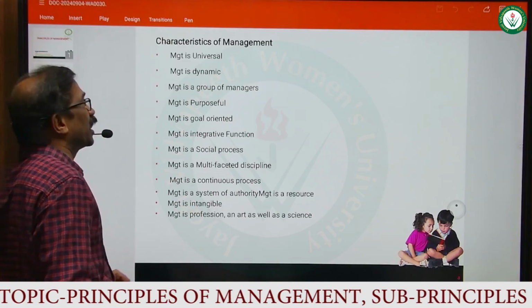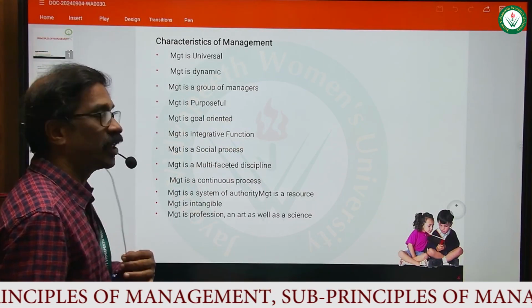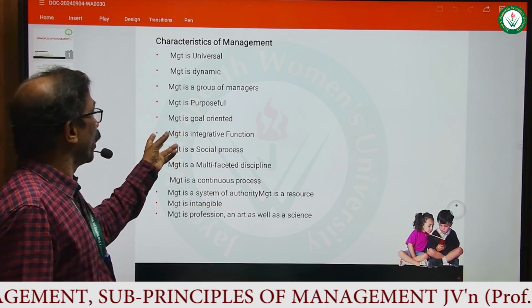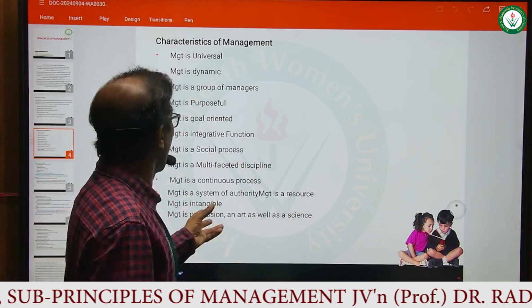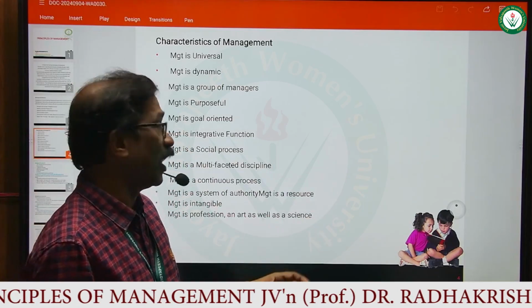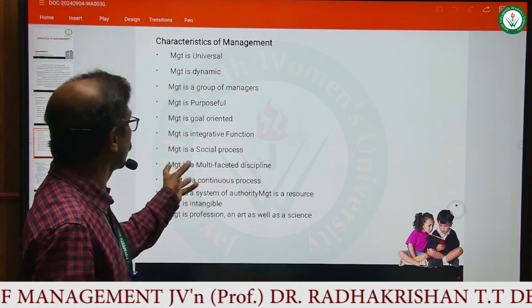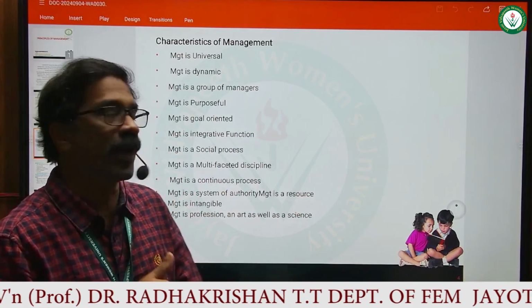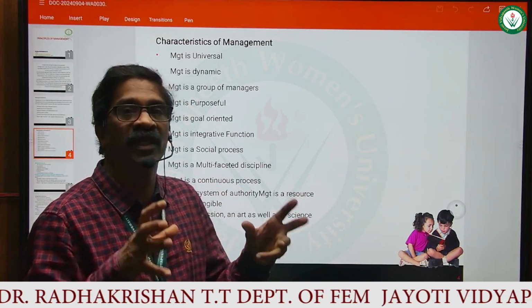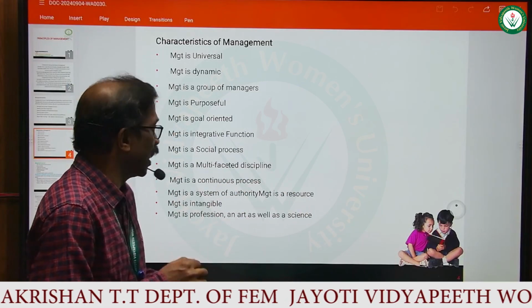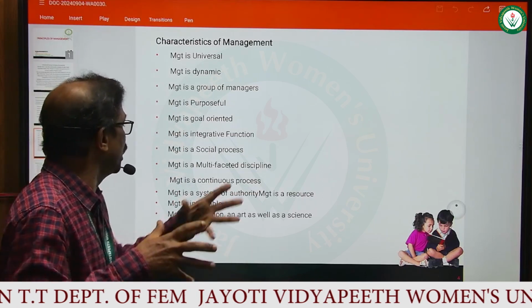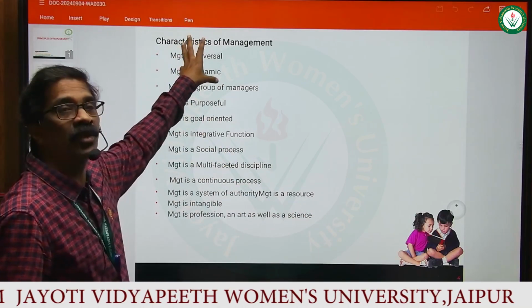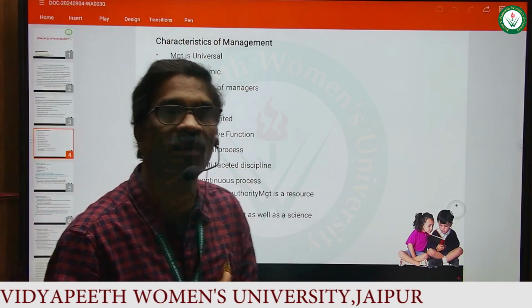So let us see the characteristics of management. Management is universal. We can see the presence of management everywhere, and it is also a dynamic process. Management consists of a group of managers. It is always a purposeful activity, goal oriented, and an integrative function. Management is a social process, a social interaction process. It is also a multifaceted discipline and a continuous process. It is a system of authority, it is intangible, and it is a profession as well as an art. These are the main concepts associated with management. Let us discuss these concepts one by one.